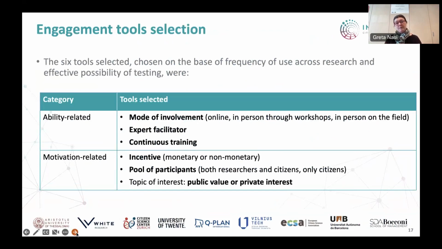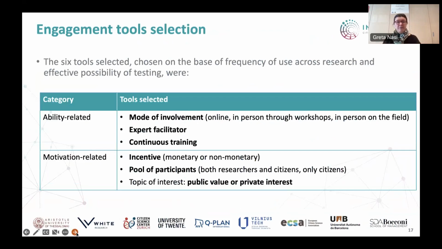And we asked the participants whether they preferred certain modes of involvement over others. They appreciated expert facilitators, training to be elevated to participate in the project, and also the type of incentive, monetary and non-monetary, that they had in mind, what their interest would have been if they were to take part in this project, and also who they wanted to be with while participating.